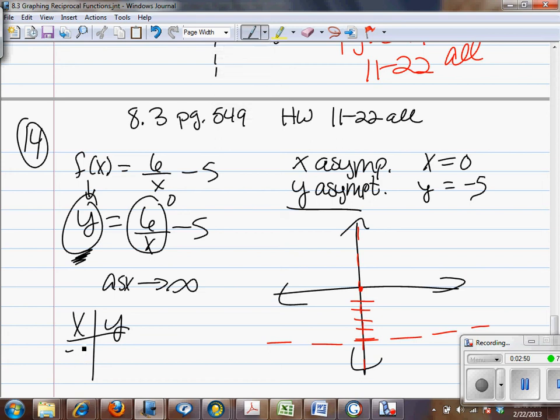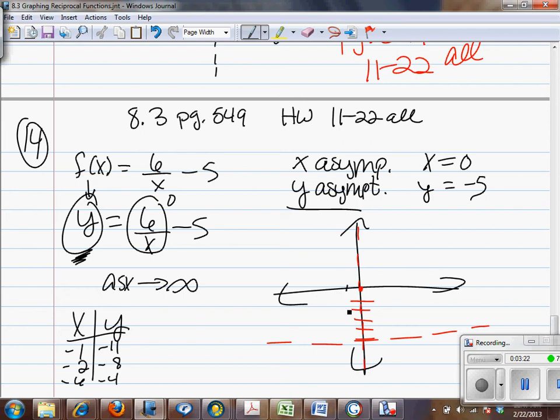You can pick any numbers, it doesn't matter. I'm putting negative 1, negative 2, negative 6. I just like ones that might turn out nice. So negative 1, 6 divided by negative 1 will be negative 6. Take away 5, you'd have negative 11. Negative 2 should be negative 8. Negative 6 should be negative 4. Negative 6 divided by negative 6 would be 1 minus 5, yeah, negative 4. Let me just check my math. Negative 3, yeah. Okay, so then plot these points.